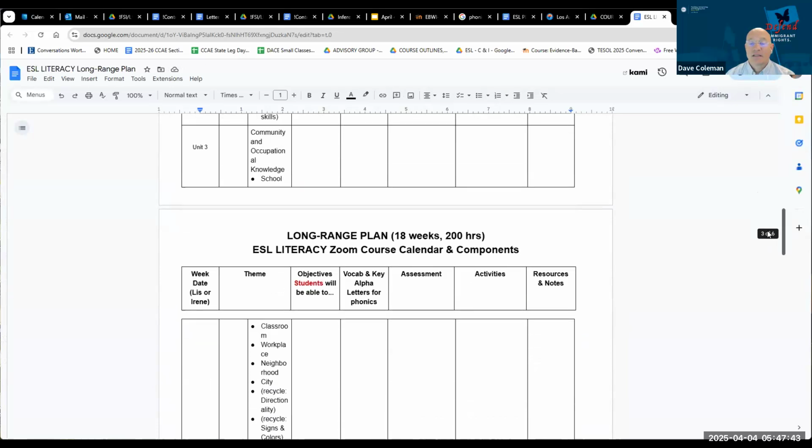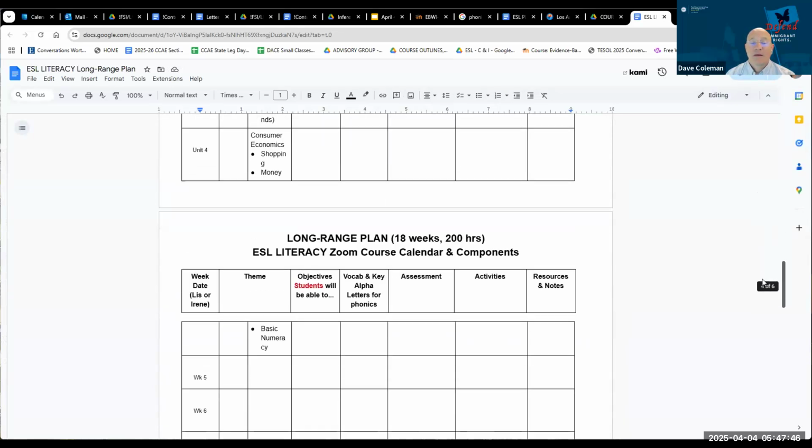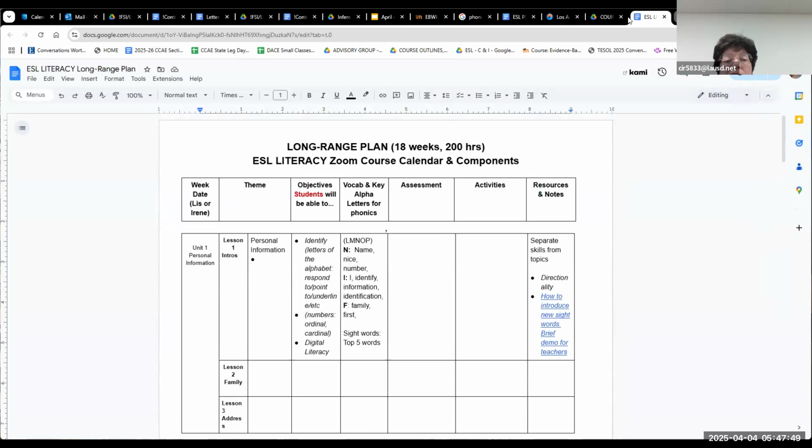This is just the start. It's not all, it's just got the theme. But anyway, what else is important?